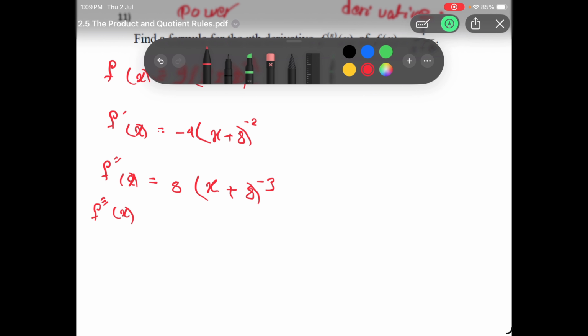This is the third derivative, equals -3 times 8 -24 times x plus 8 to the -4.